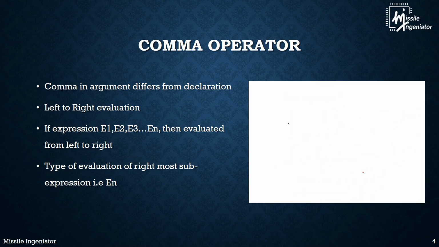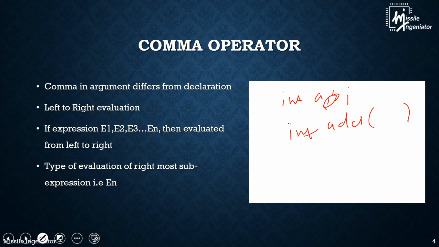The next thing is the comma operator. The comma differs here, because when we declare variables we write a comma b. The comma also differs when you declare a function like int add, where you can give arguments to be passed, such as a comma b. So in both cases the comma differs.